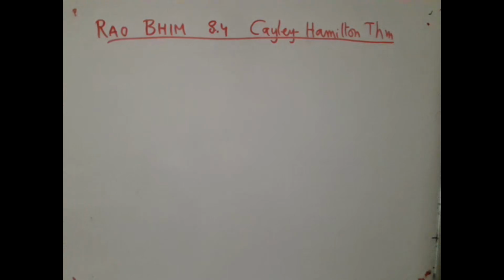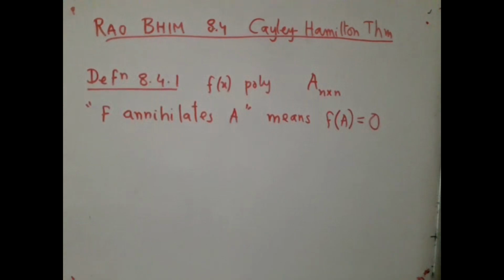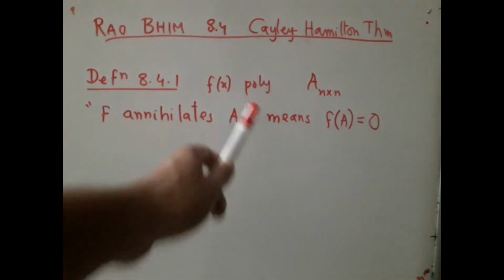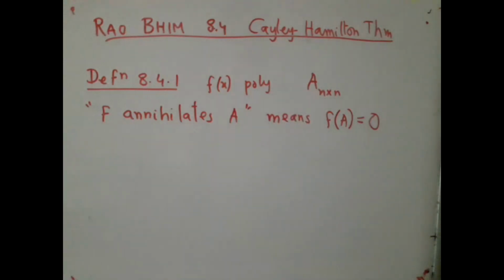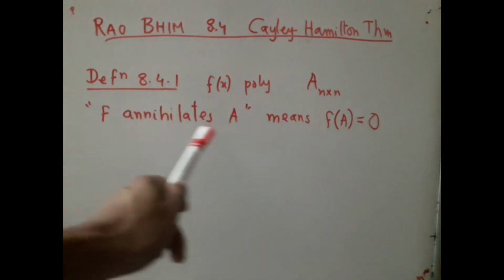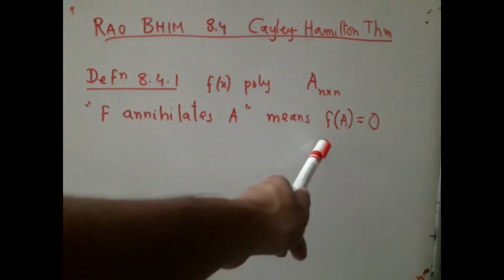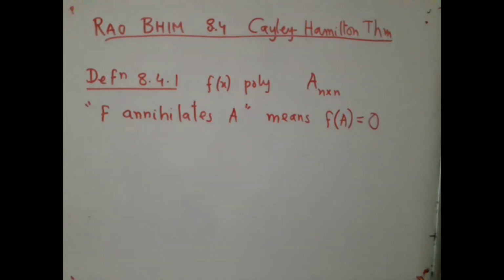Rao Bhim Chapter 8.4 Cayley-Hamilton Theorem. Definition 8.4.1. We have a polynomial f(x) and a matrix A. We say that f annihilates the matrix A if f(A) is equal to 0.